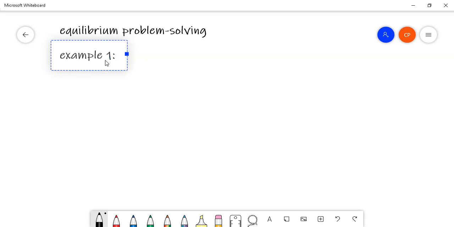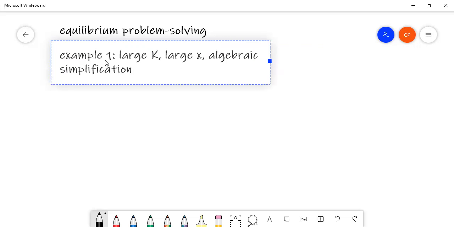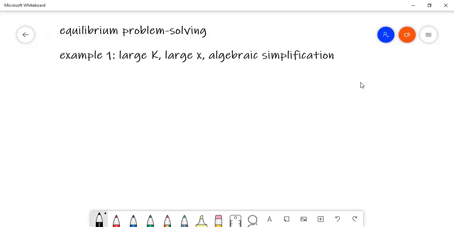The first example is going to be an example where I have a large value of the equilibrium constant K, and I have a large value of the change variable X. And you'll notice when I do this, these don't have to be really, really big values at all. But they'll be big compared to the small values I'll do later. And I'll do something very specific to simplify the algebra to keep it as painless as possible as we move forward in the story.